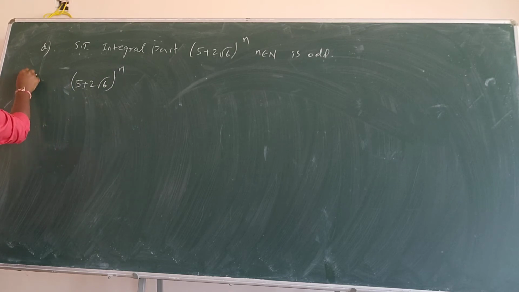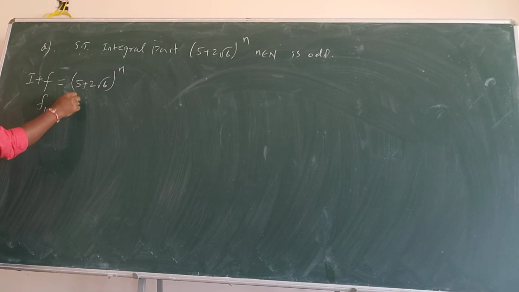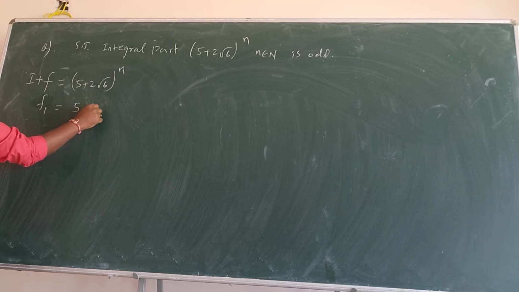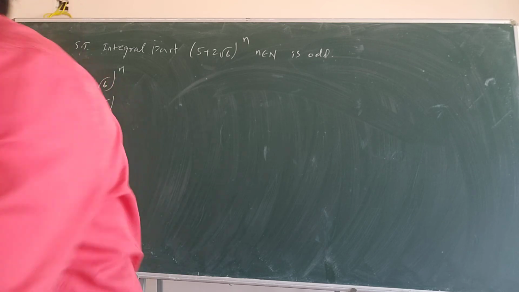Now I write this one as I plus f, because it is a number, and that number will be of the form I plus f. We can take capital F, or if you are not interested in capital F, we can take f1 also, as you wish. So this is equal to, what I get here, 5 minus 2 root 6 to the power of n.